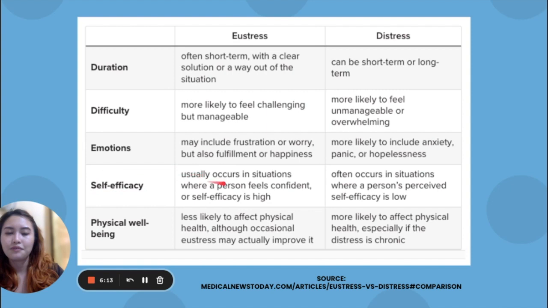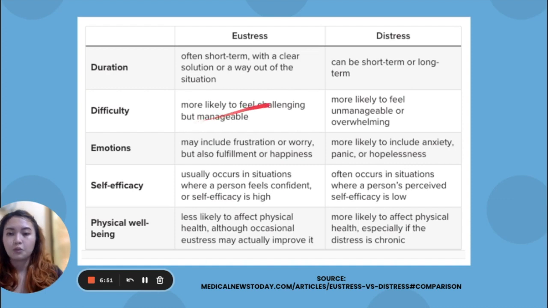Now, self-efficacy usually occurs in situations where a person feels confident, or when self-efficacy is high. If you go back to our previous discussions, you would see that there is a relationship between how you set goals and how high your self-efficacy is. Remember, people with high self-efficacy are more likely to set challenging goals because they have these strategies with them, so they are not easily overwhelmed. So, it all ties up in the end. Okay? Be mindful of the relationships of variables.